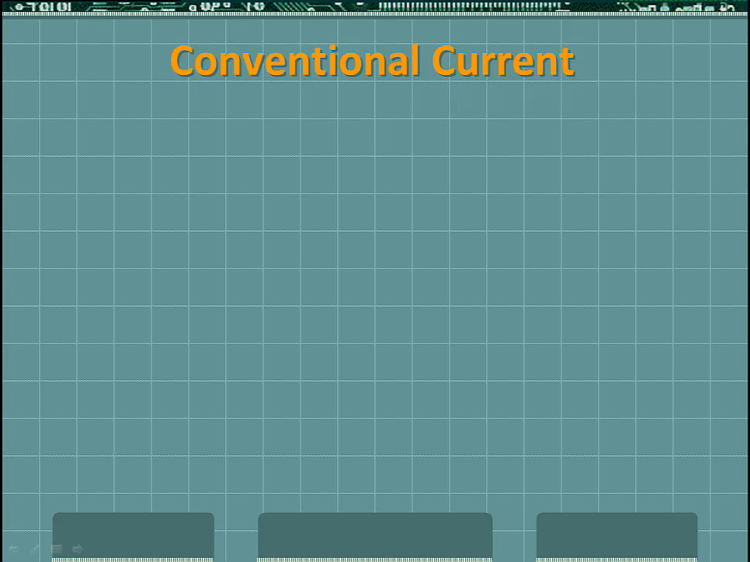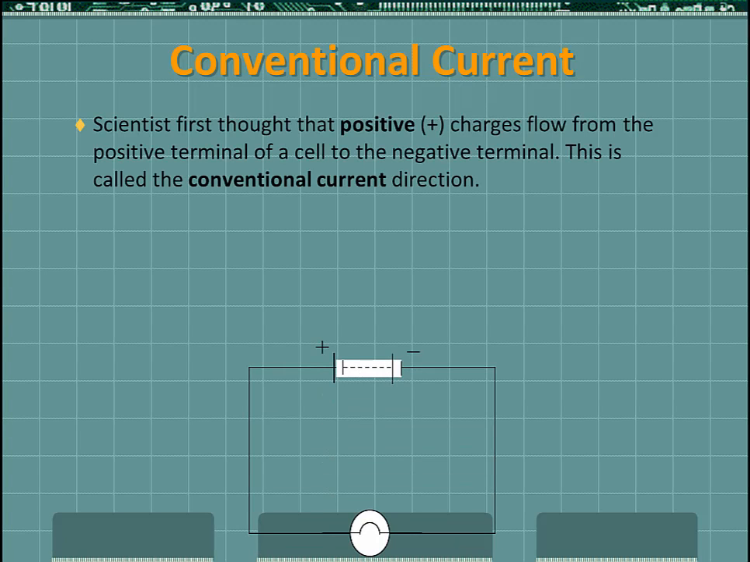Moving on. Let's talk about what's called conventional current. Originally, scientists thought that the flow of charge was from positive charges. So if we have a battery here and a light bulb, it's just positive charges flowing from the positive end of a battery terminal to the negative end there. This is called conventional current. In this case, it looks like it's flowing counterclockwise here, against a normal clock hand.